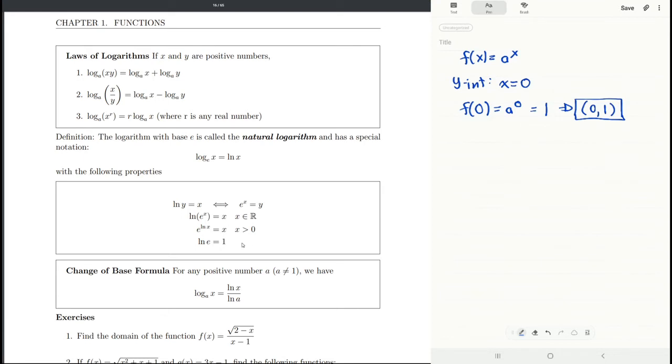Okay. So lastly, we have a change of base formula. So this allows us to change a logarithm that has any base of a to the natural logarithm. And the formula is that the log base a of x is equal to the ln of x divided by the ln of a. So let's have a look at a few examples.